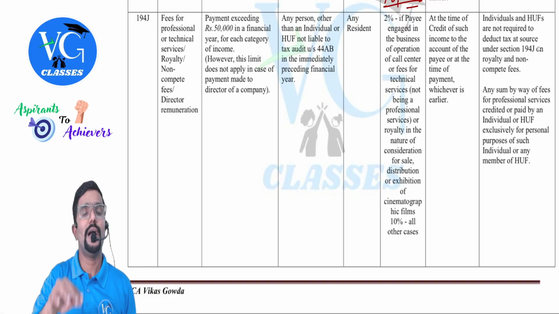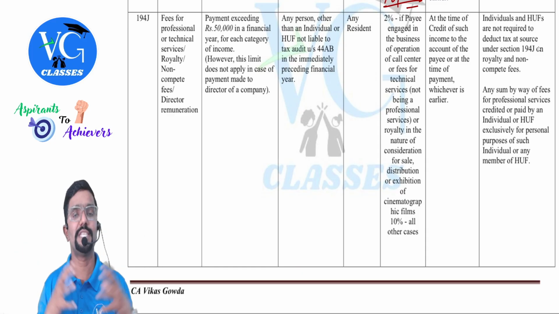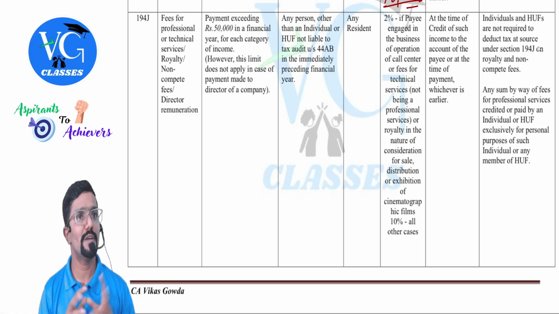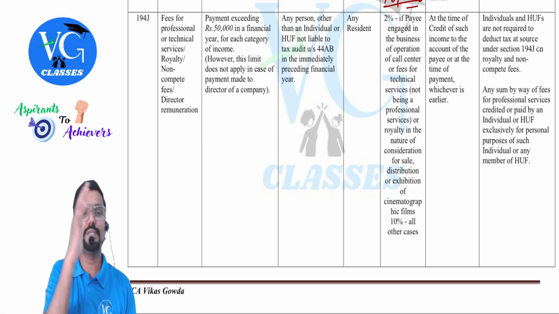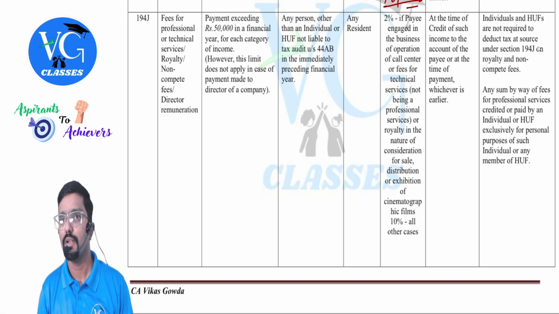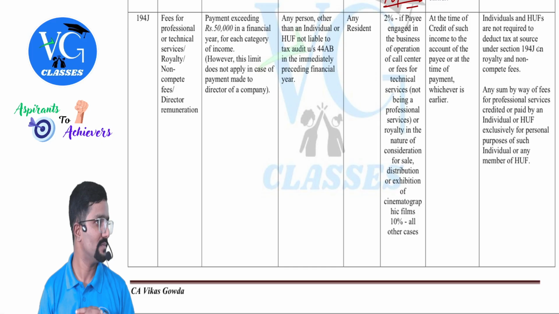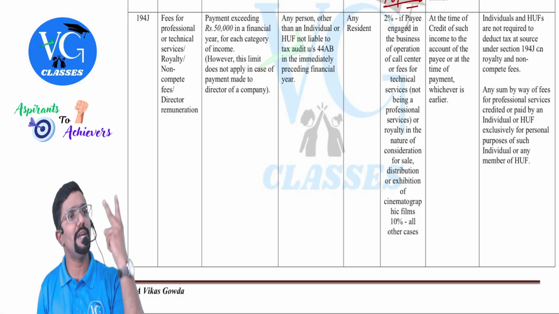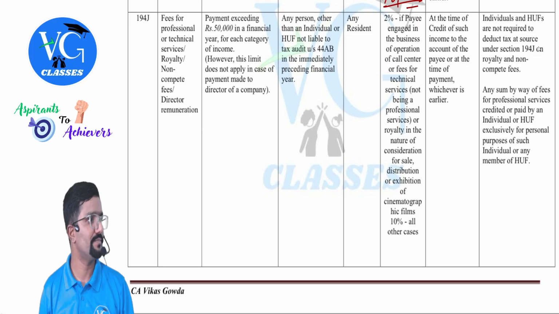For example, listen now. I am paying your professional fees 30,000, technical fee 30,000, total 60,000. Should I deduct TDS? No. Because for each category, what is the threshold limit? 50,000. No TDS. Next, assume I am paying your professional fee 60,000, technical fee 60,000. Should I deduct TDS? Yes, on the entire 120,000. Understood? Guys, the 50,000 threshold limit is not aggregate, it is for each category. One more example. Assume I am paying your royalty 20,000 and professional fee 40,000. Should I deduct TDS? No, I should not.